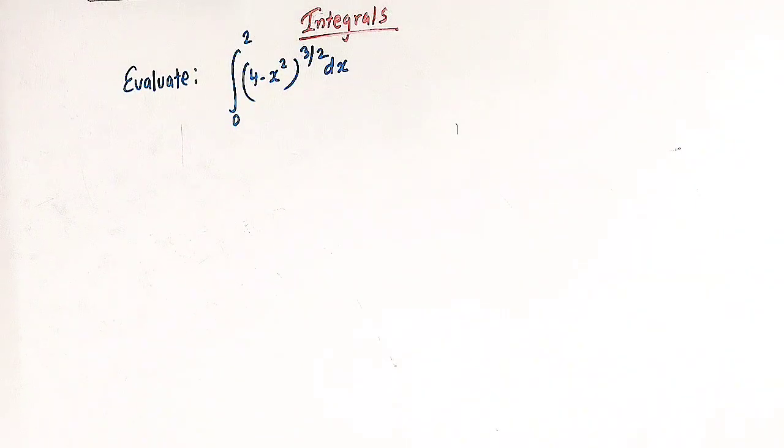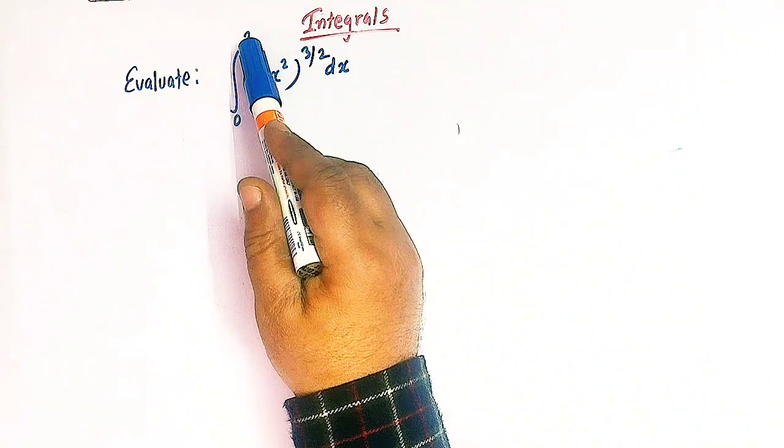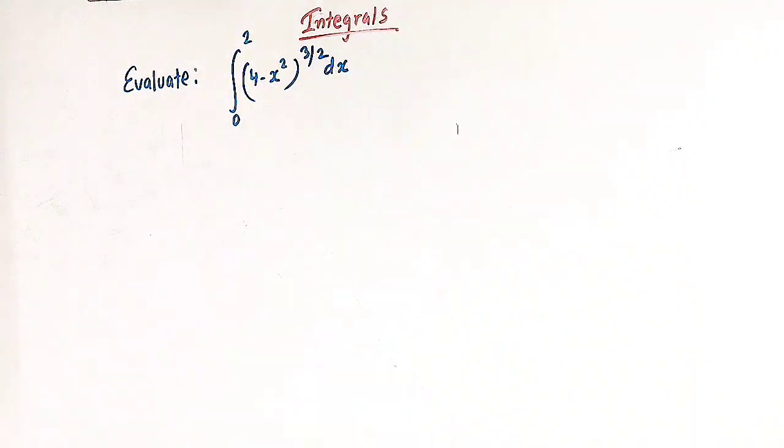Hello viewers, in today's session we are going to discuss a very conceptual and important problem from definite integrals, right? So in this class we are going to evaluate this integral from 0 to 2, and here we have (4 minus x^2) raised to 3/2.